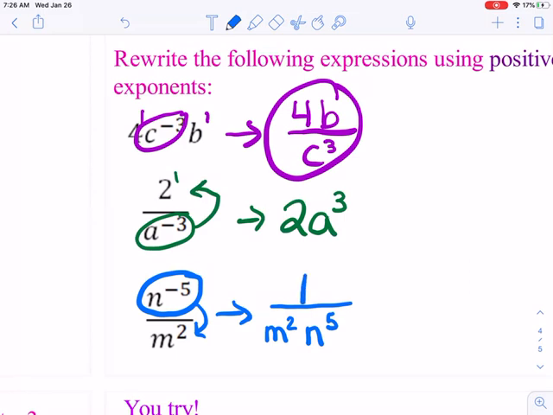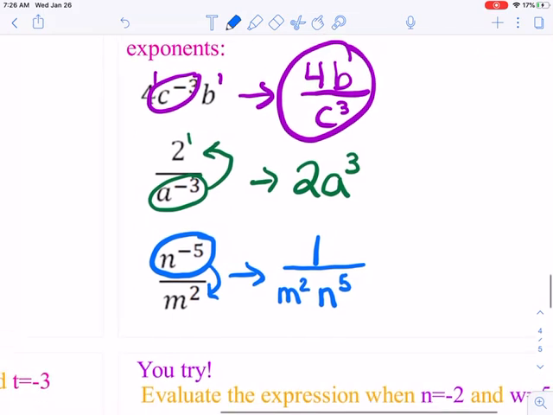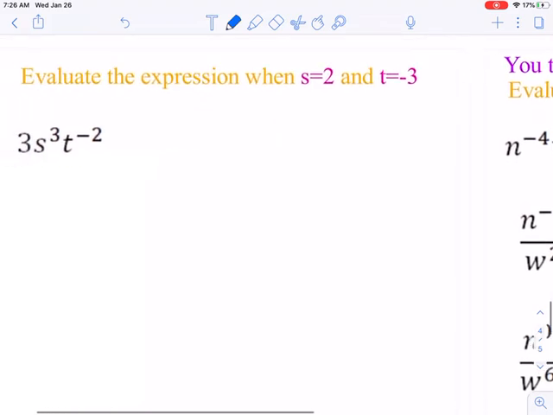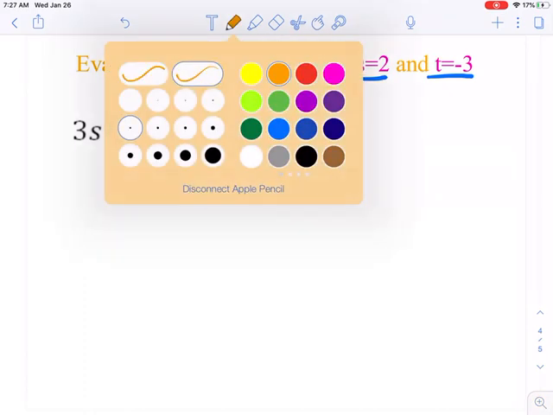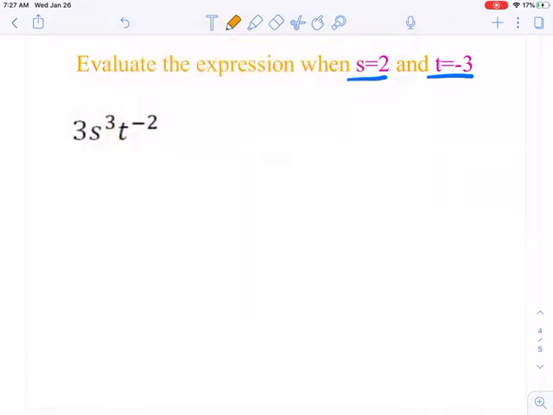Hopefully those went okay for you. All right, just 3 slides left here. Sometimes I'm going to be asking you to evaluate the expression, and I'm going to say when certain variables equal a value. So when s equals 2 and t equals -3. So we're just doing substitution, which we've done a lot of before, right? We're substituting 2 in for s and -3 in for t. Here's a little hint on this problem, though.